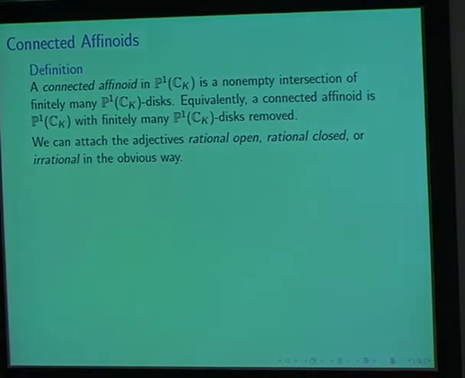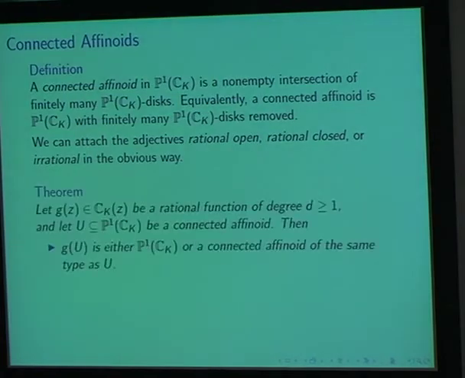Oh, by the way, anyone out here who's a fan of rigid analysis is probably fuming at me right now, because in true rigid analysis, one would only call a rational closed connected affinoid a connected affinoid. But I'm not a purist, so I'm going to call it this. My definition of connected affinoid is a little bit more general than what rigid analysts would say.